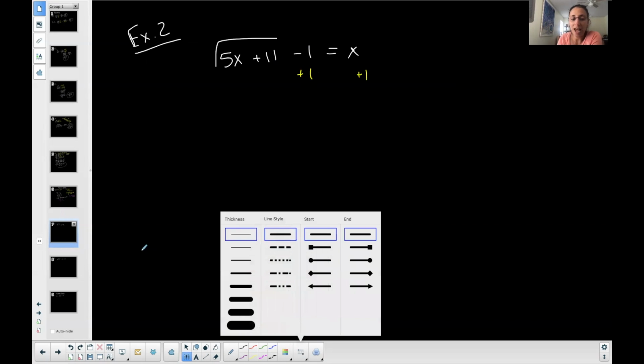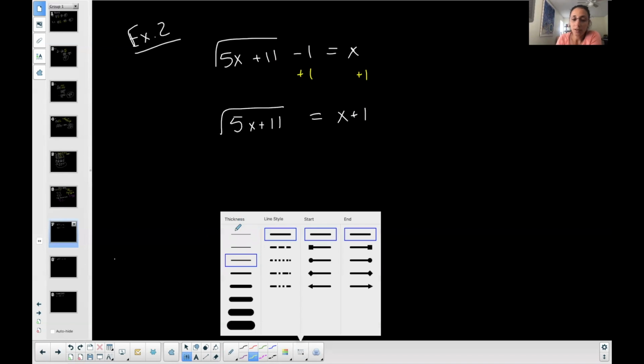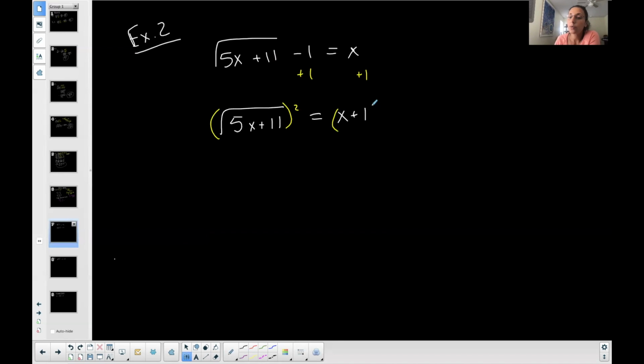So in this case, I have to add 1 to both sides to get this 5x plus 11 under the radical by itself. Isolate the radical expression first, and then determine how you're going to raise both sides. In this case, it's an index of 2, so I'm going to square both sides, which is nice because it cancels the radical. So I'm left with 5x plus 11, but if you notice on the right, I have x plus 1 squared, which is x plus 1 times x plus 1, and that has to be multiplied out.